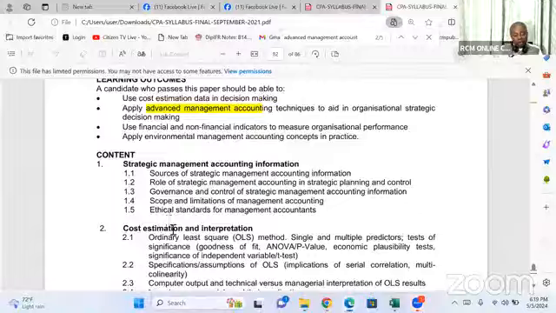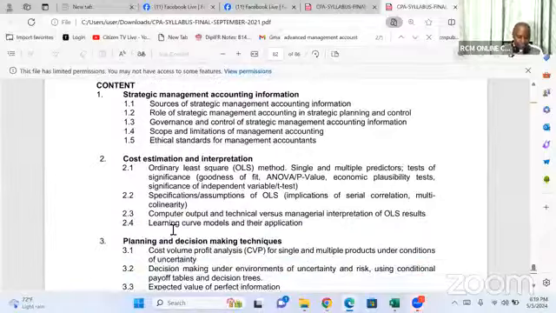Then we have what we call cost estimation and interpretation. And the cost estimation and interpretation, what do they want us to study? They want us to study the ordinary least squares method. This ordinary least squares method is the normal regression analysis that you did at the intermediate level, where they would want us to look at the single and the multiple predictors, tests of significance. And a test of significance, we shall be looking at what we call goodness of fit. We have ANOVA. ANOVA is analysis of variances, p-value, economic plausibility tests, significance of independent variables, and then we have the famous t-test.